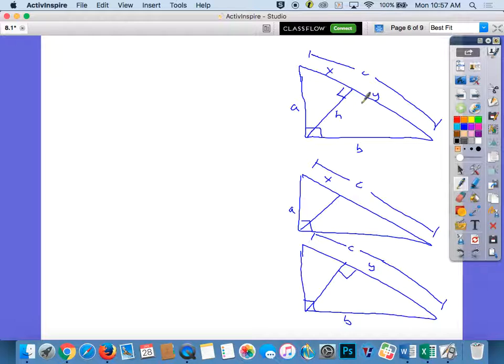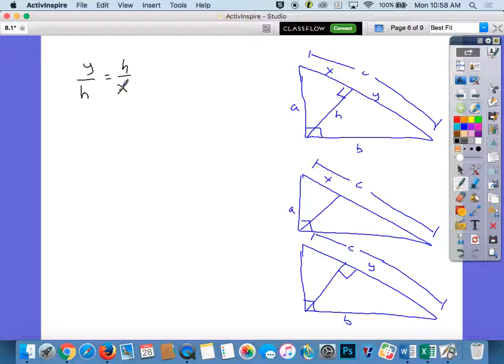The first thing we're going to do is use our geometric means. I'm going to set up a proportion, so follow me on this. I am going to do Y is to H. I'm looking at this triangle, so my base is to my altitude. And then comparing it to this triangle, my base is to my altitude.